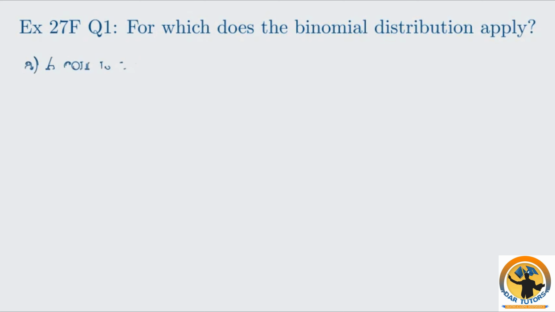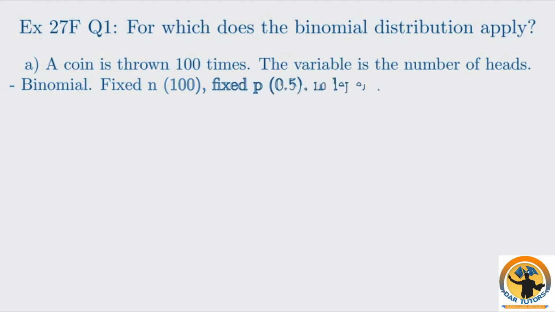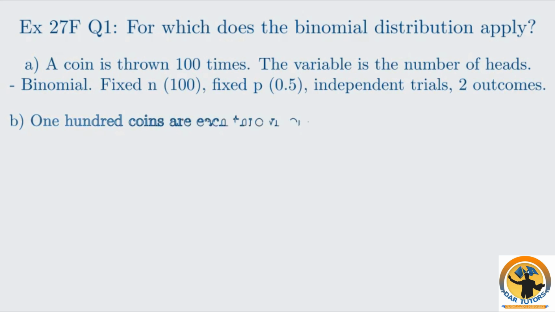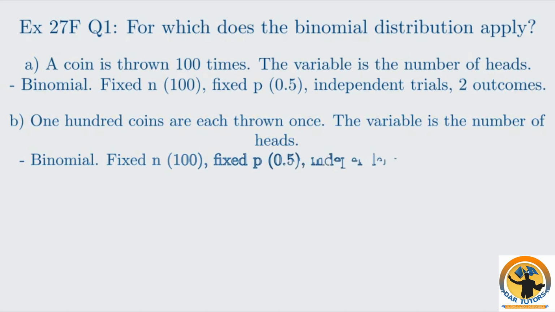Part A and B are very similar. In Part A, one coin is thrown 100 times. Here, n is 100, p is 0.5, the trials are independent and there are 2 outcomes. This is a binomial experiment. Part B, 100 coins are each thrown once. This is also a binomial experiment. Think of each coin throw as a trial. We have n equals 100 trials. The trials are independent, and for each trial, p is 0.5, so both A and B are valid.